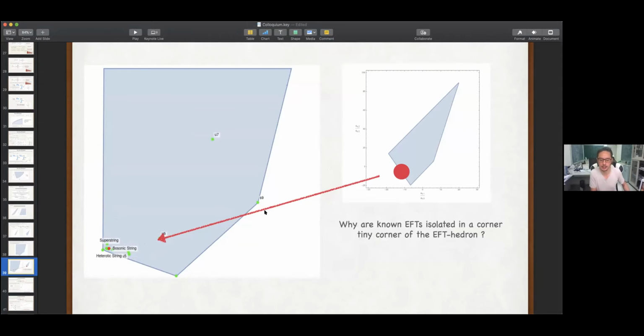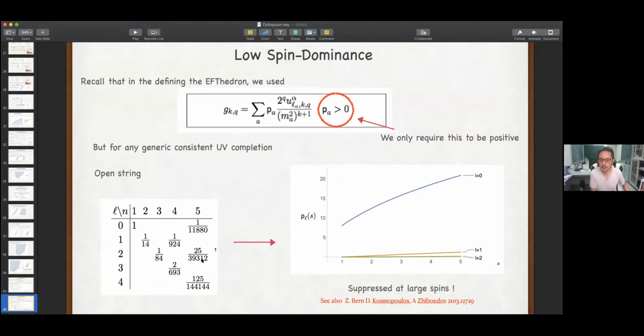And indeed, if you look at string theory, it's the same thing. I list here, you can take the residue of the string theory 4-point amplitude, and then expand it on the Gegenbauer polynomials. And these are the coefficients in front. If you plot it against the level and with the PL, you see that for each level, the lowest spin is actually always dominant over higher spins. And in fact, this phenomenon of large spin suppression has been recently utilized by the work of Z. Bern, Demetrius, and Sasha.